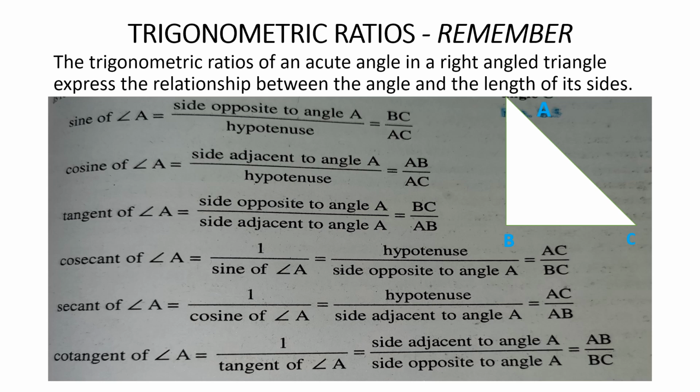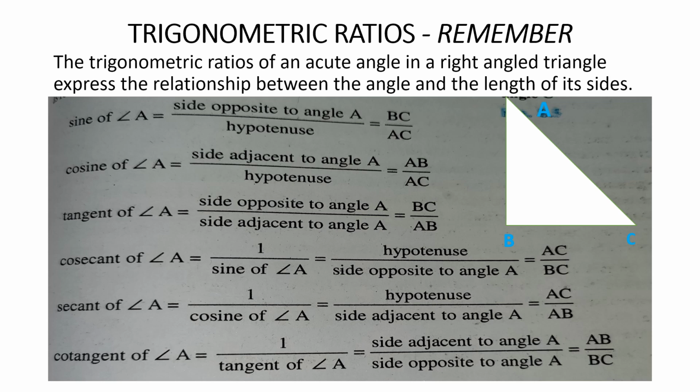Suppose you have a right angle triangle with right angle at angle B and let us define the ratios for the acute angle A. First is sine of angle A. It is equal to the side opposite to angle A upon hypotenuse, or from the figure it is BC upon AC. Cosine of angle A is the adjacent side to angle A upon hypotenuse. Adjacent side to angle A is AB upon hypotenuse AC. Tangent of angle A is opposite side upon adjacent side or BC upon AB.